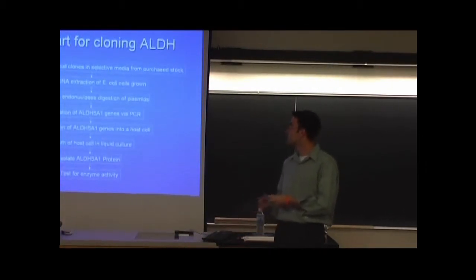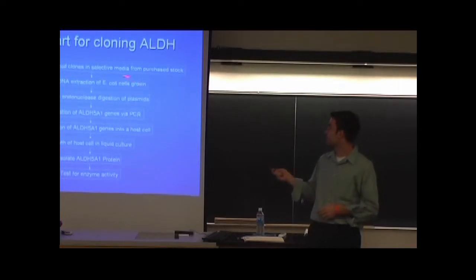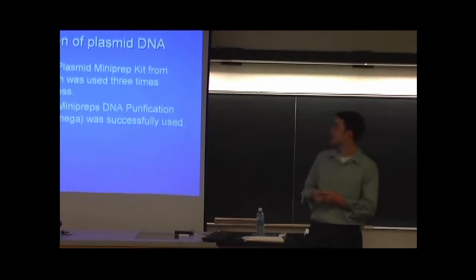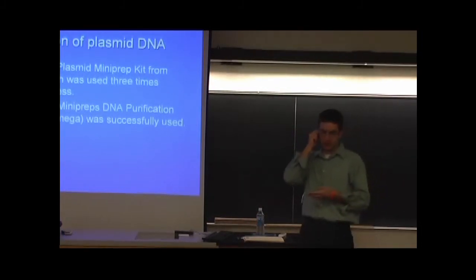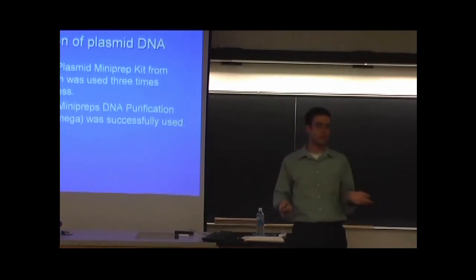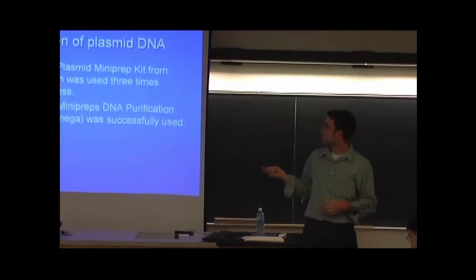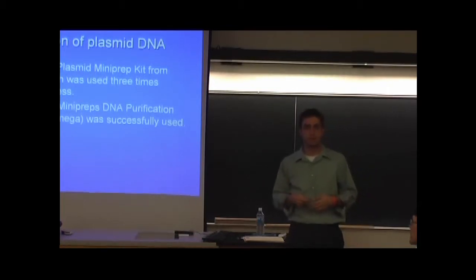So the next step would be to isolate that plasmid that you grew up in that liquid culture. We did that. There's several ways that you can do that. The easiest way for us is just to purchase a kit from any biotechnology or biochemical company. And Sigma Aldrich has a really good one. It takes like 15 minutes. It usually works very well.